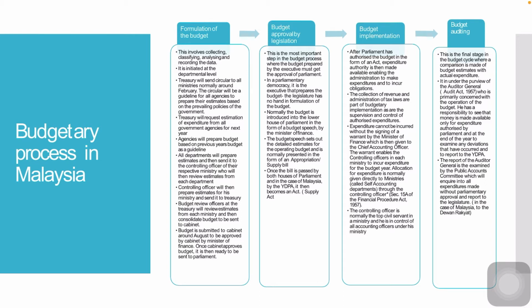So all departments will prepare estimates, budget and then send it to the controlling officer of their respective ministry. So the respective ministry will review the estimation from each department. So the controlling officer will prepare the estimation for the ministry and send it to the treasury back. So the budget review officers at the treasury will review the estimation budget tadi from each ministry and then consolidate the budget to be sent to cabinet.